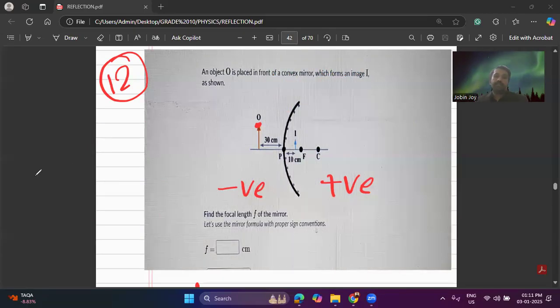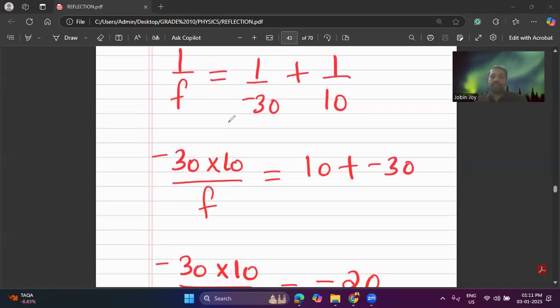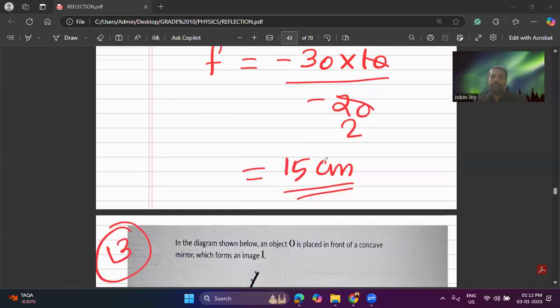So the answer is F is equal to 15 centimeter. You will get the answer F is equal to 15 centimeter.